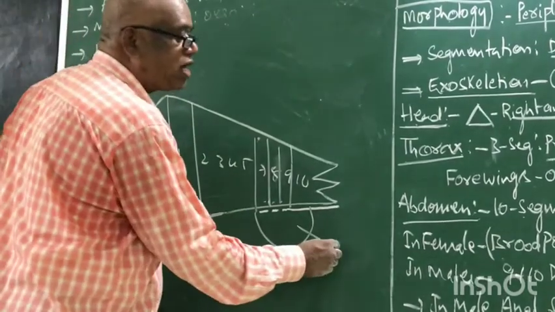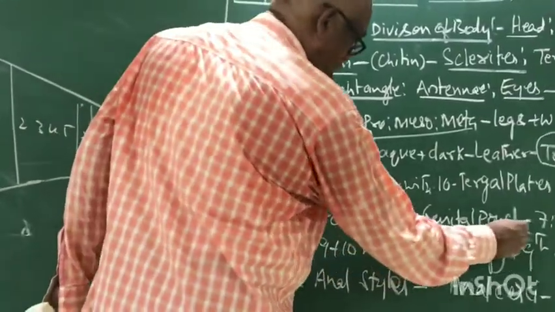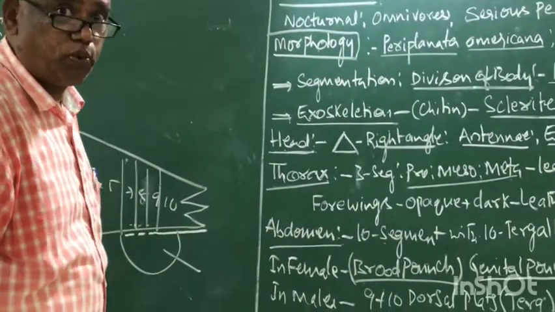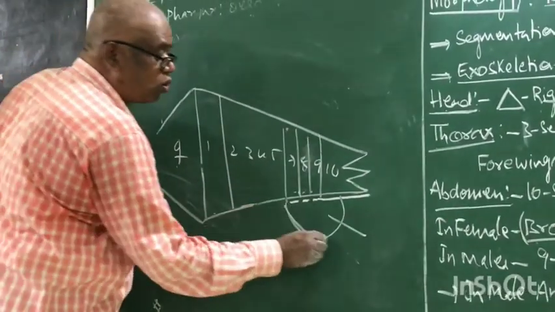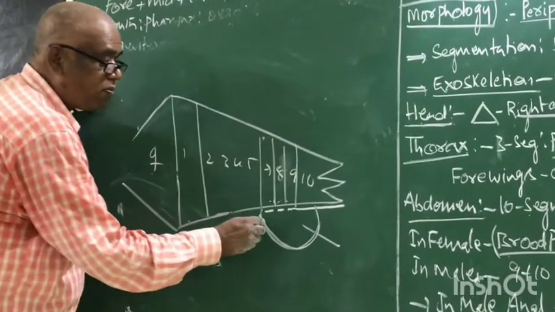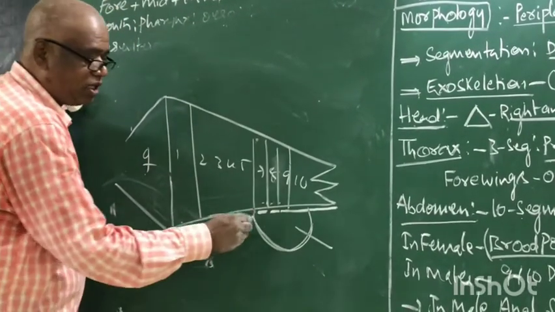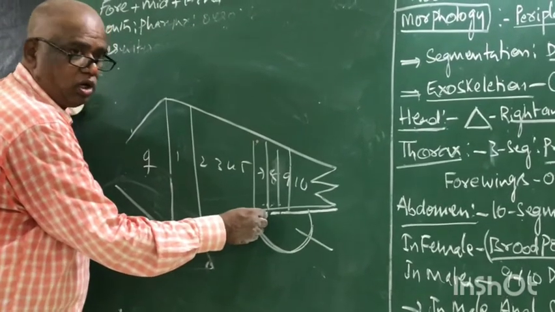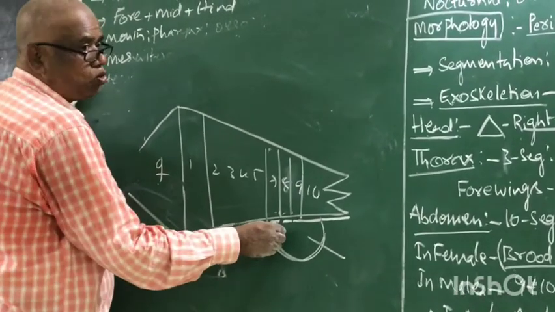This box is called the genital pouch or brood pouch in the female. This genital pouch is formed by the 7th, 8th, and 9th sterna. The 7th sternum forms a boat-shaped plate for the brood pouch.